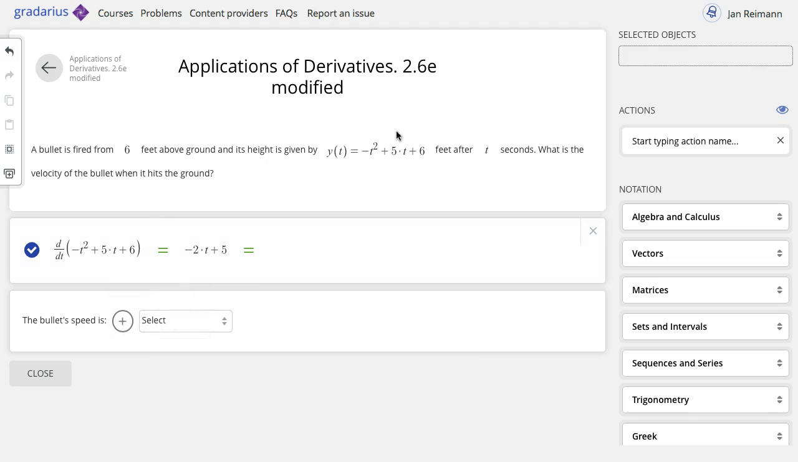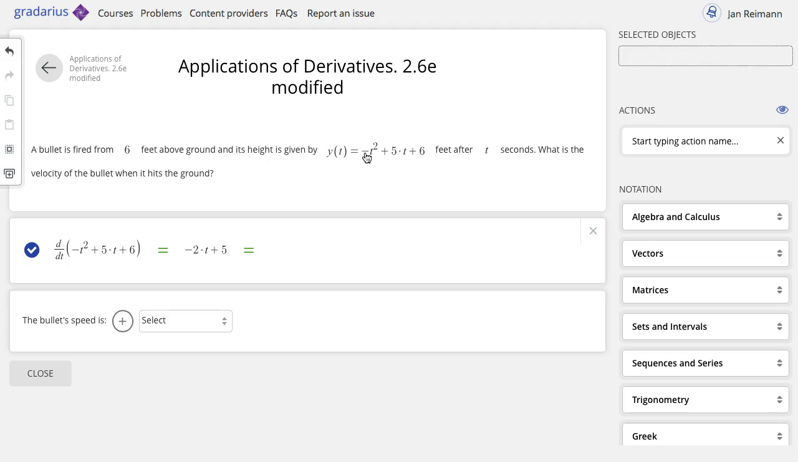Now we have the derivative, but what are we actually asked to do? We're asked to find the derivative, or the velocity, when the bullet hits the ground. We have computed the function for the velocity. Now we need to evaluate it at the point when the bullet hits the ground. But what does it mean when the bullet hits the ground? It means that this function here is equal to 0, because that's the height function. So when height y of t is 0, that means the bullet hits the ground. So what do we have to do? We have to compute the zeros of this function.